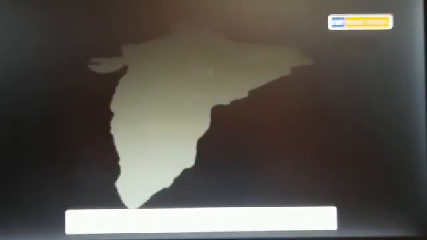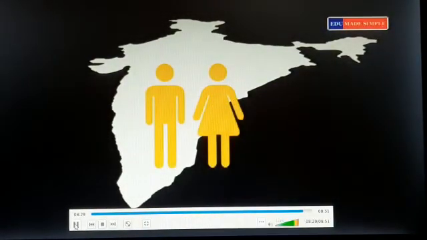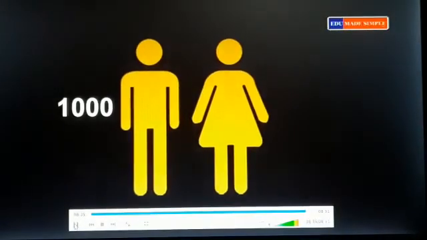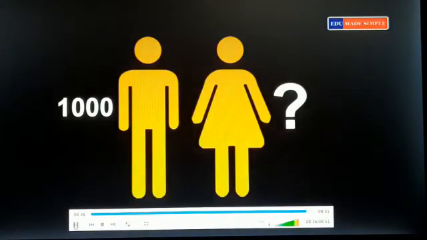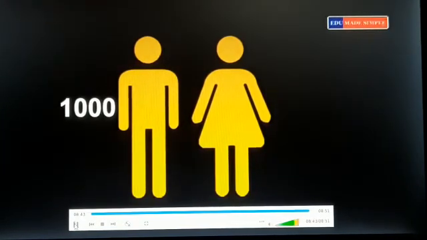Another term related to population structure is sex ratio. The sex ratio plays an important role in determining the human resource of the country. Sex ratio means the number of females per thousand males. According to Census 2011, the sex ratio in India is 940.